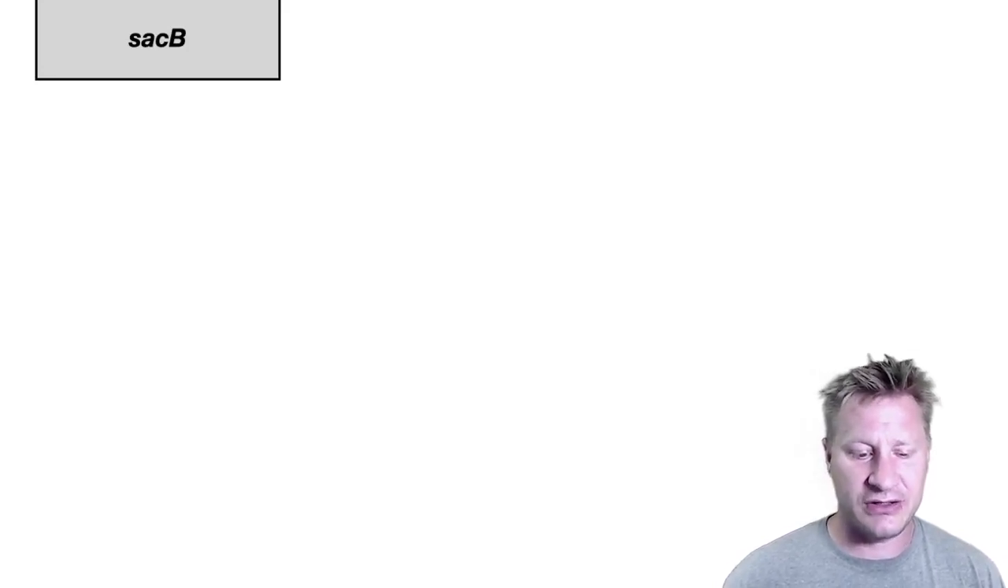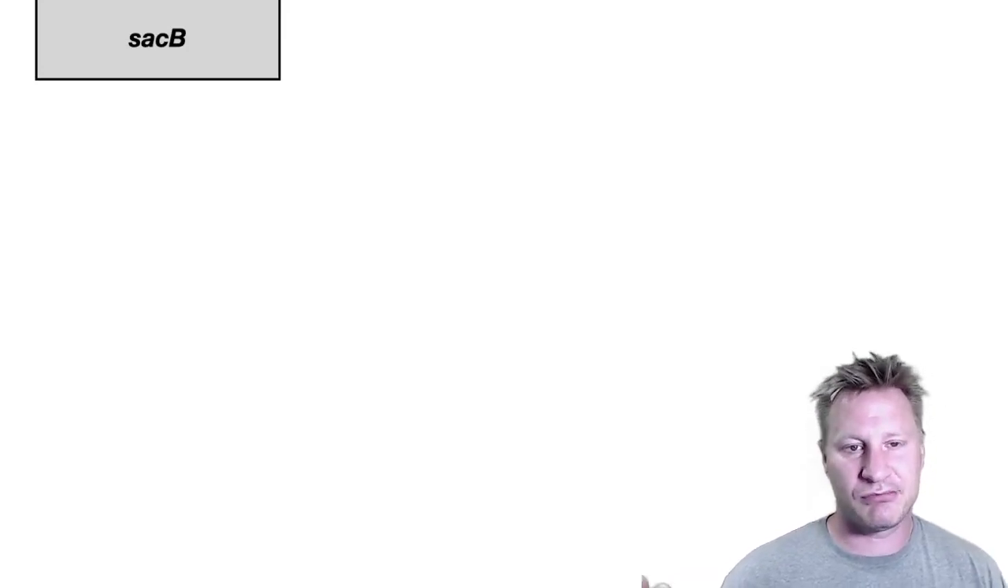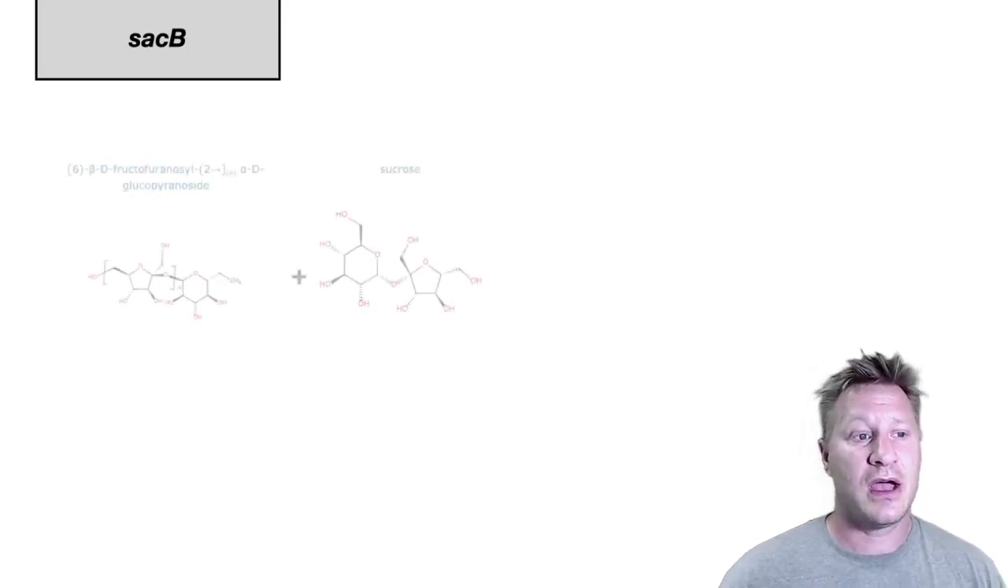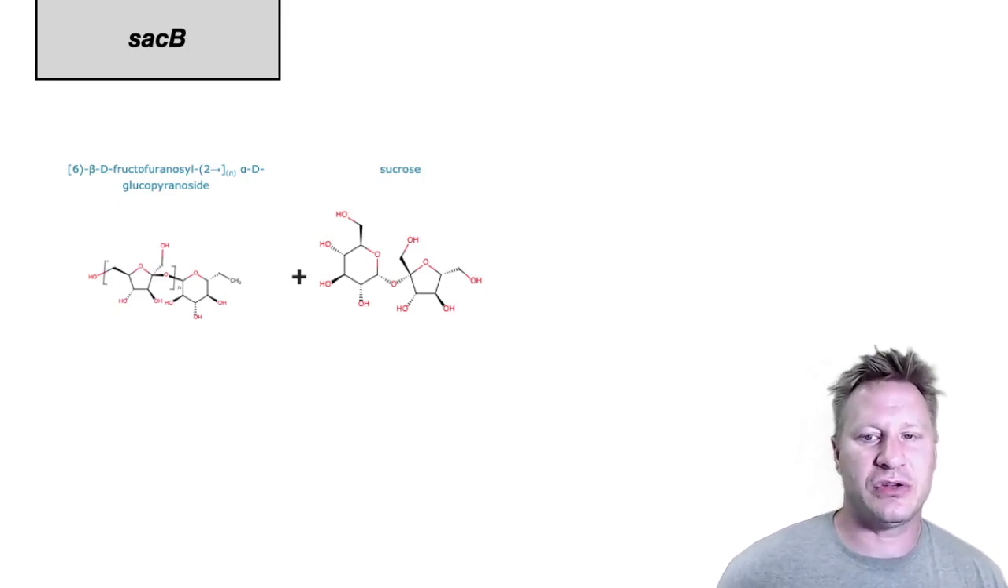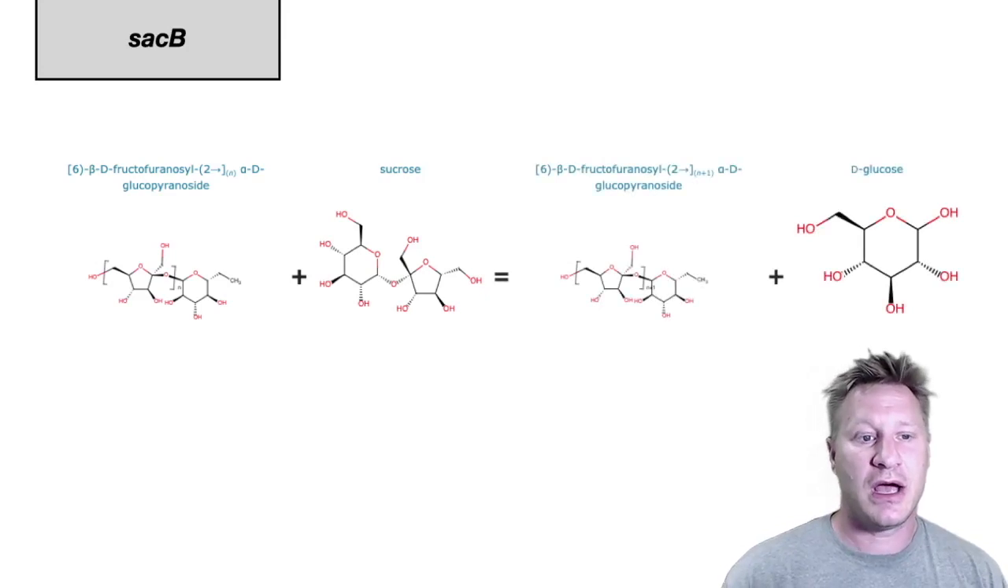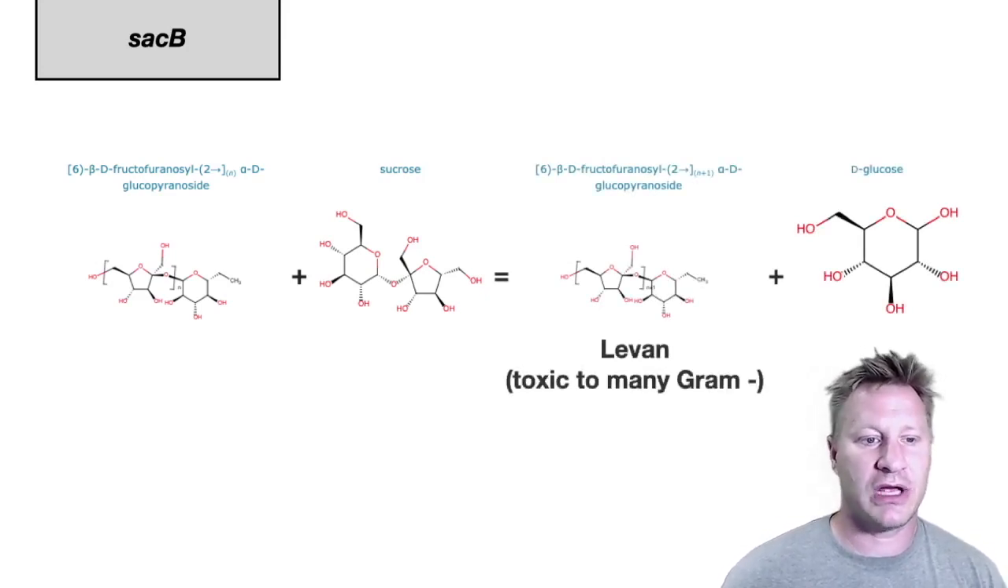It's a gene usually involved in an operon that manipulates sucrose and turns it into something else, as we'll talk about in a second. SacB is an enzyme that can take sucrose and this other long-named thing over here on the left. Basically, it manipulates them, changes them around a little bit. It turns sucrose into something called levan. Levan is actually toxic to many gram-negative species.